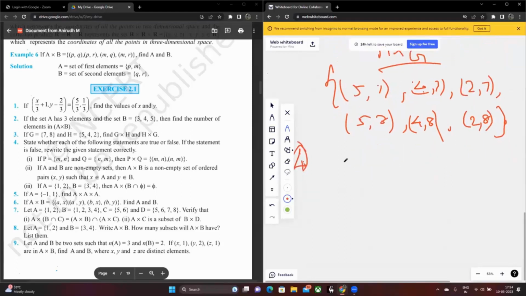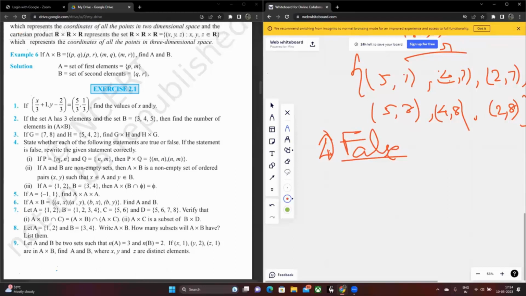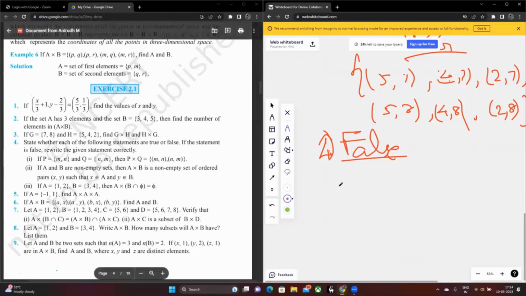State whether each of the following statements is true or false. A: if P is {m, n} and Q is {n, m}, then P cross Q is {(m,n), (n,n)}. At first glance, you think that it's true, but it's actually false, because for the Cartesian product, you need to take the product of each element with each element of the other set. So it's (m,n), (m,m), then (n,m), and then (n,n). That is the Cartesian product of P and Q.